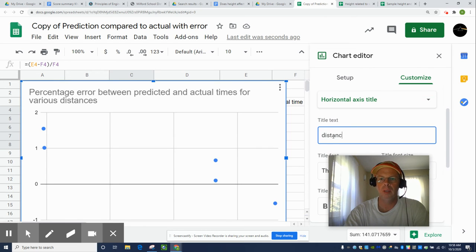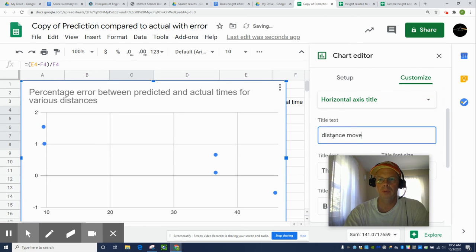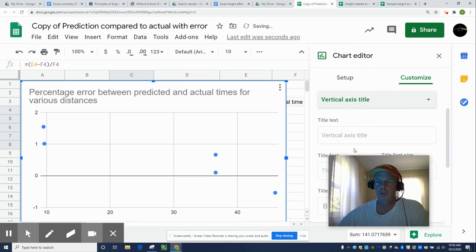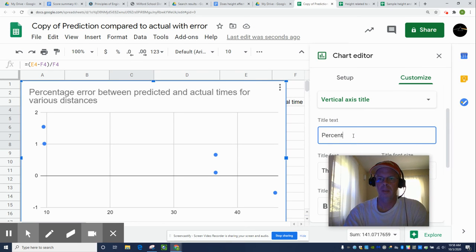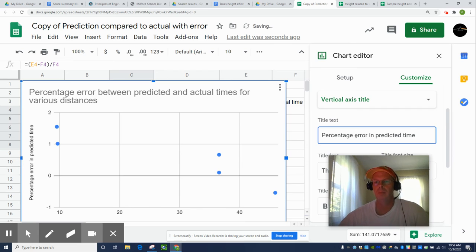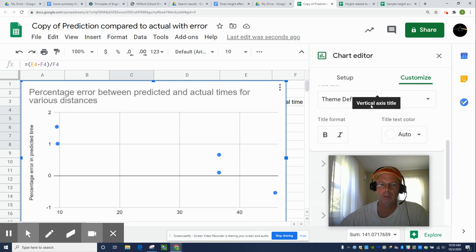So this is the distance moved, oops, in meters, and then we wanted to see how the distance moved affected the percentage error in predicted time. Actually, nothing in units for a percentage error. It's called a pure ratio. It would be seconds divided by seconds, which is 1. Anything divided by itself cancels out. Okay, so we got some labels on this graph.